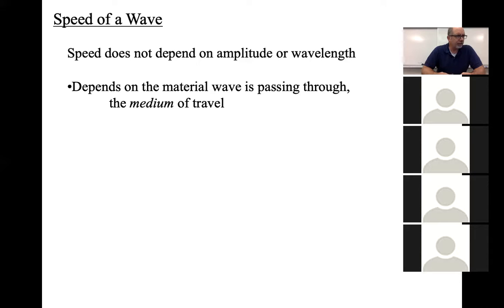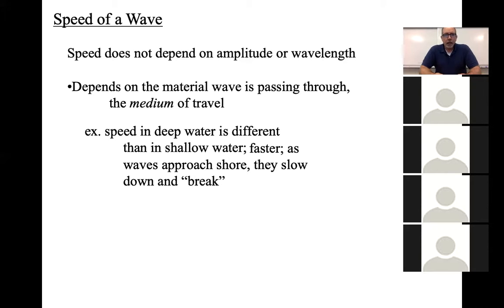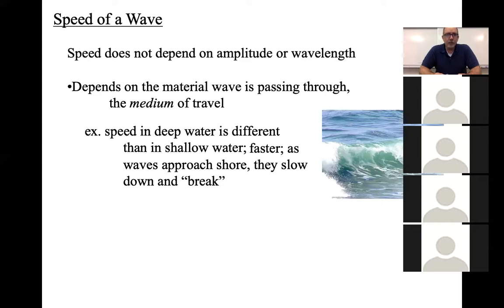Waves can travel at different speeds in deep water or shallow water. No guesses? Well, as it turns out, the deeper the water, the more easily the wave can pass through it, because there's less in the way, right? So the speed in deep water is different than in shallow water. It's faster. And as the waves approach the shore, they slow down and they fall over.